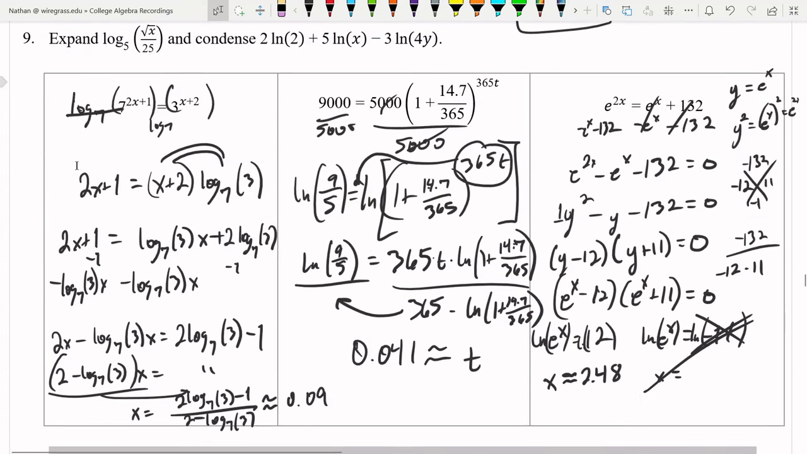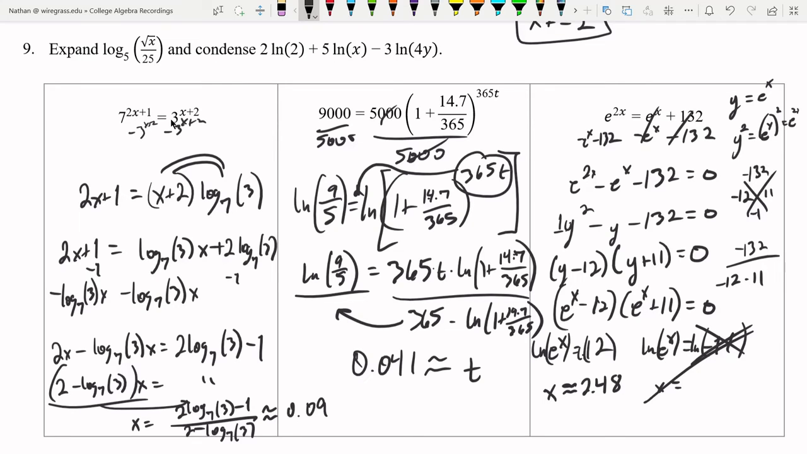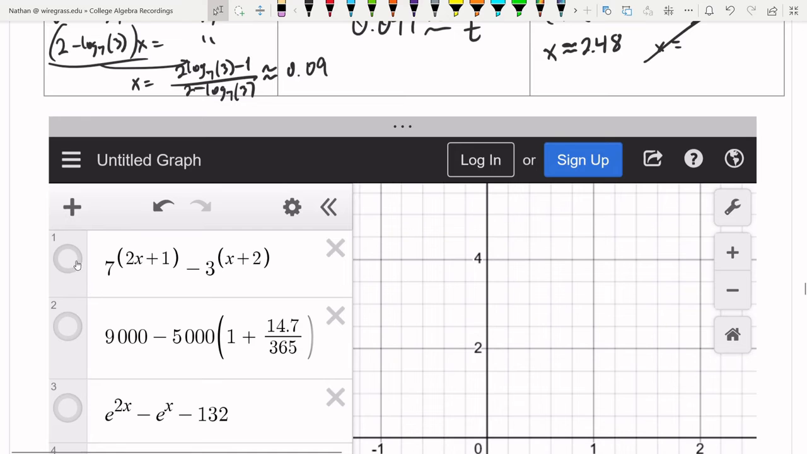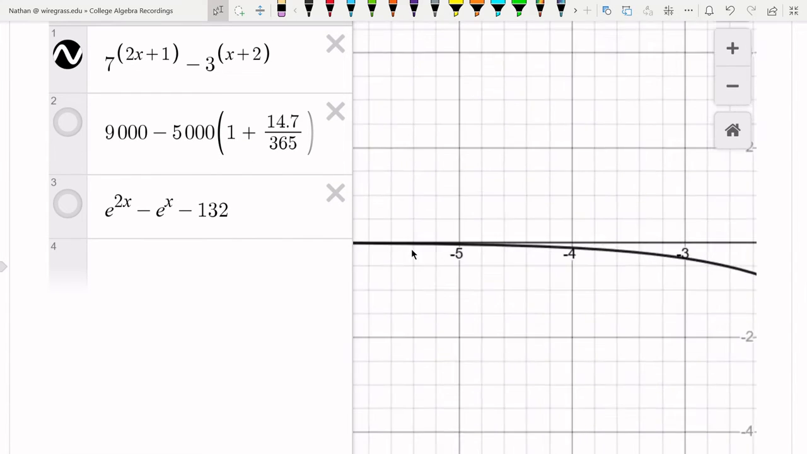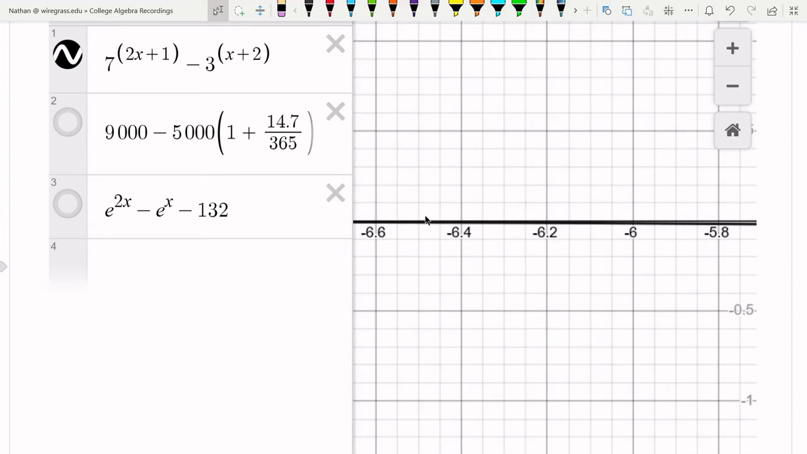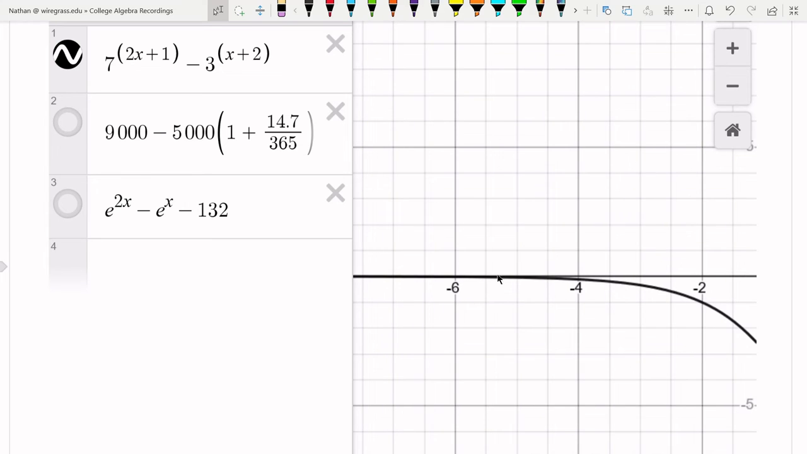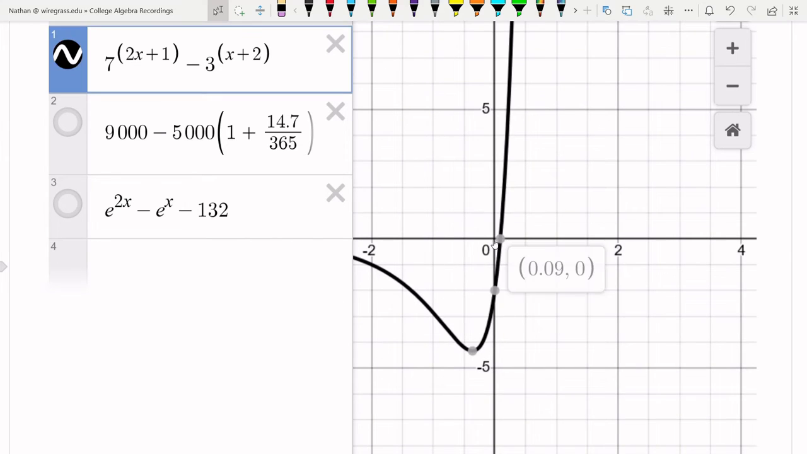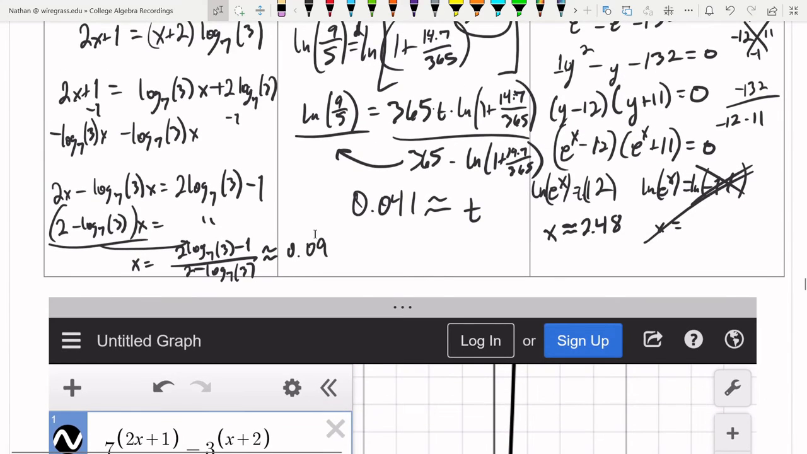Okay, let's graph these things and see. So the first one, I'm going to subtract the 3x. Let me just show you it here. I'm going to subtract this thing over to the other side to make it equal to 0. And that's what I have here, this first one. Graphing it, you can see it's a kind of an interesting function. And it looks like it never crosses. It just goes to 0 on this side. It definitely crosses here at 0.09. That was the only answer we got here at 0.09.